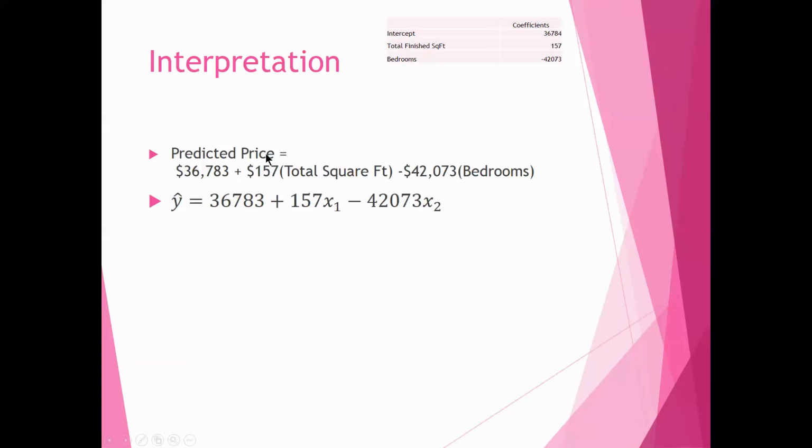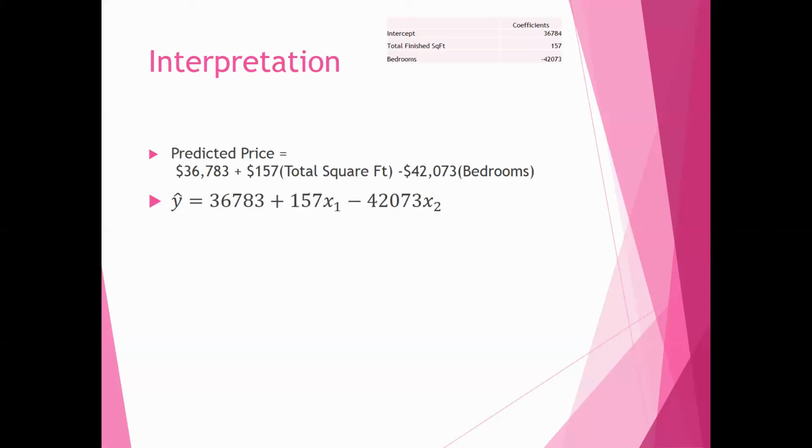It's telling us that the predicted price, the thing we want to predict, is 36,783. That's our intercept, plus 157 times the total square feet, plus, or actually minus, 42,073 times the number of bedrooms. And here the price is not in thousands, it's in the actual price. So if you want to predict the price of a home in Bristol, take 36,783, add 157 times the total number of square feet it has, and subtract off 42,073 times however many bedrooms it has.